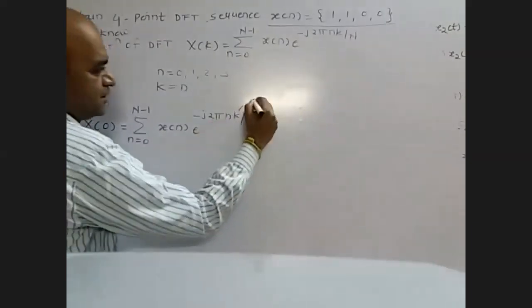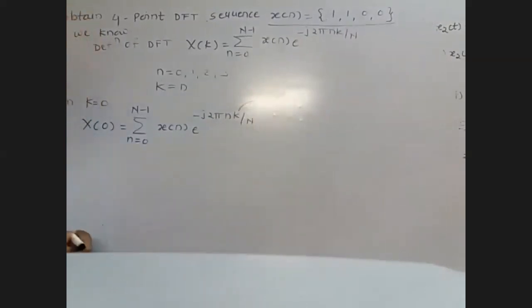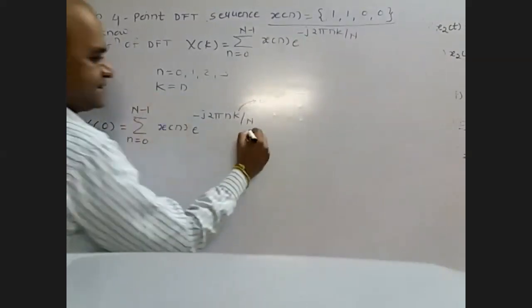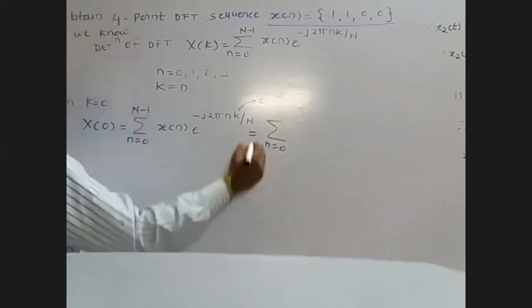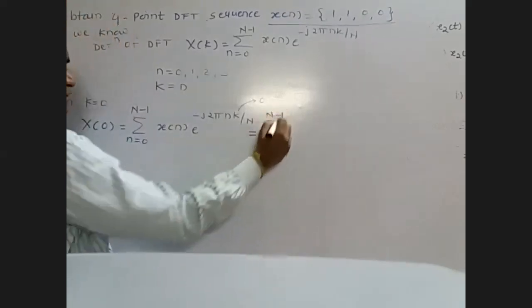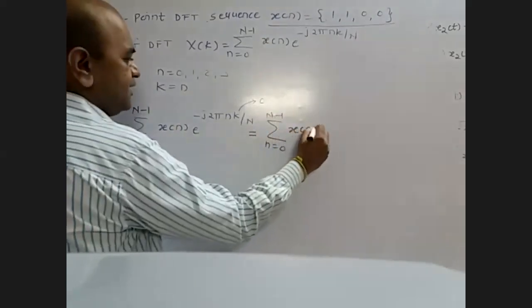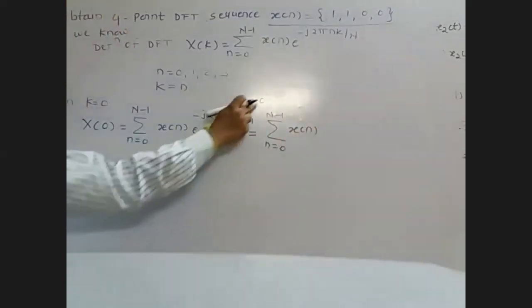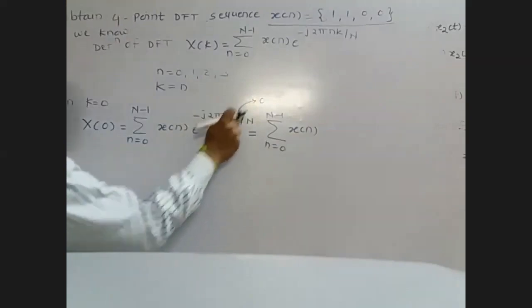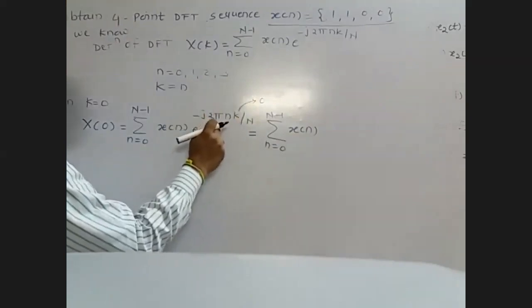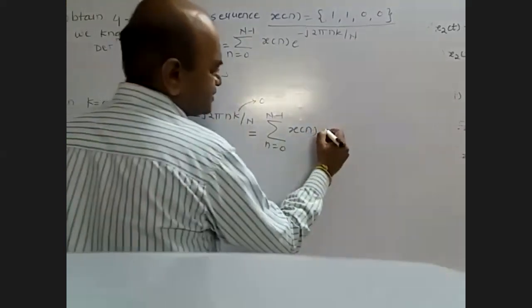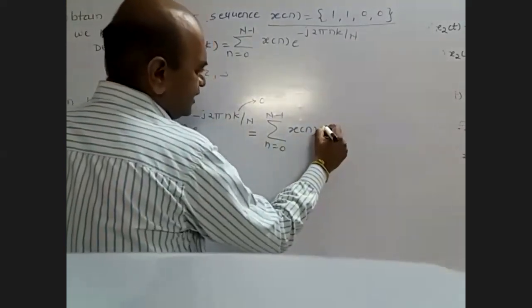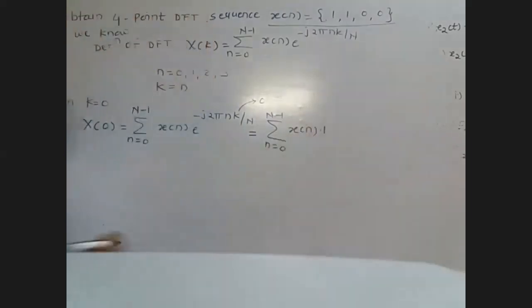Now we put the value of k as 0. I am again rewriting this expression: summation of n equal to 0 to N minus 1, x of n. Now if you put the value of k equal to 0, this exponent term will be 0, so e raised to 0 is nothing but 1. So this term will be 1.